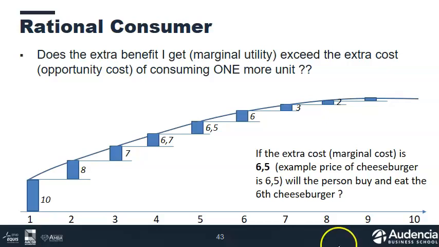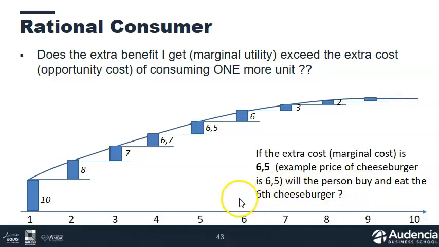Now, the rational consumer makes decisions at the margin, and will ask the very simple question, is it worth it to consume one more cheeseburger? Does the extra benefit I get of consuming one more cheeseburger exceed the additional cost? Now imagine we use the same measure. Imagine the cost of a cheeseburger is, let's say, 6.5 euros. And let's say these give me 10 euros of benefit, 8 euros of benefit, 7 euros of benefit, 6.7. Imagine the extra cost is 6.5.